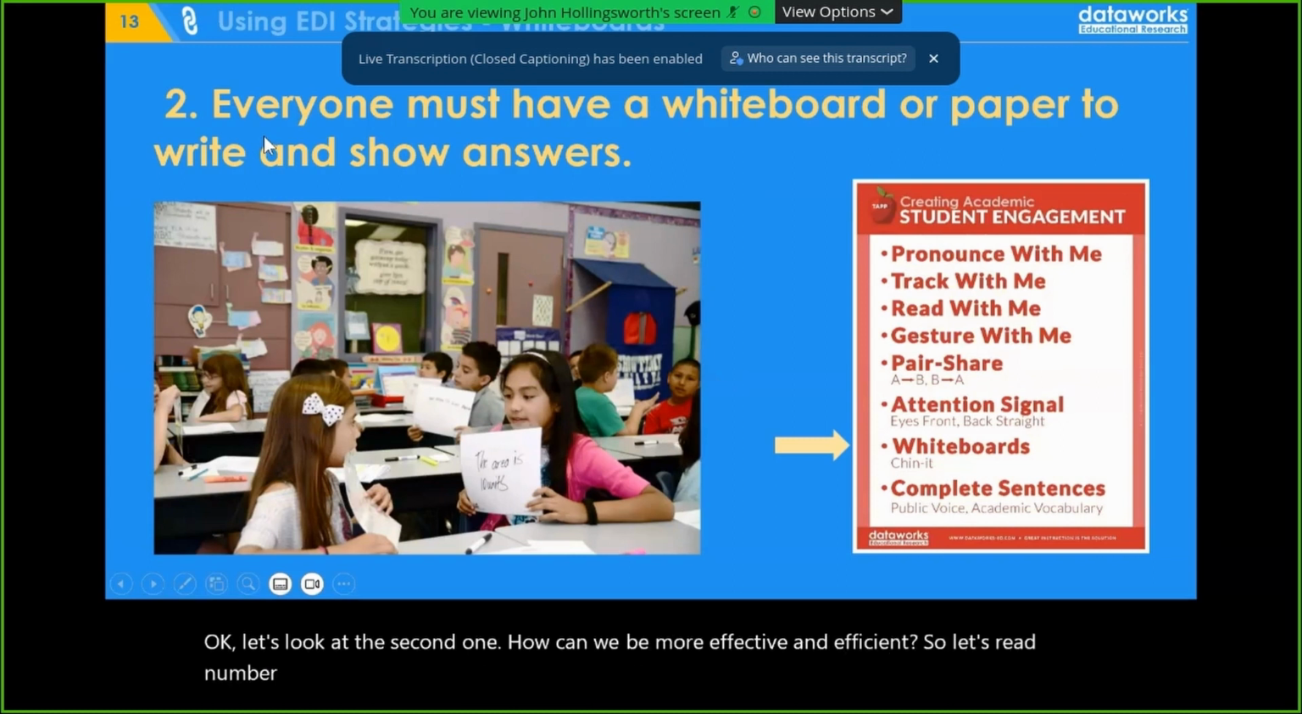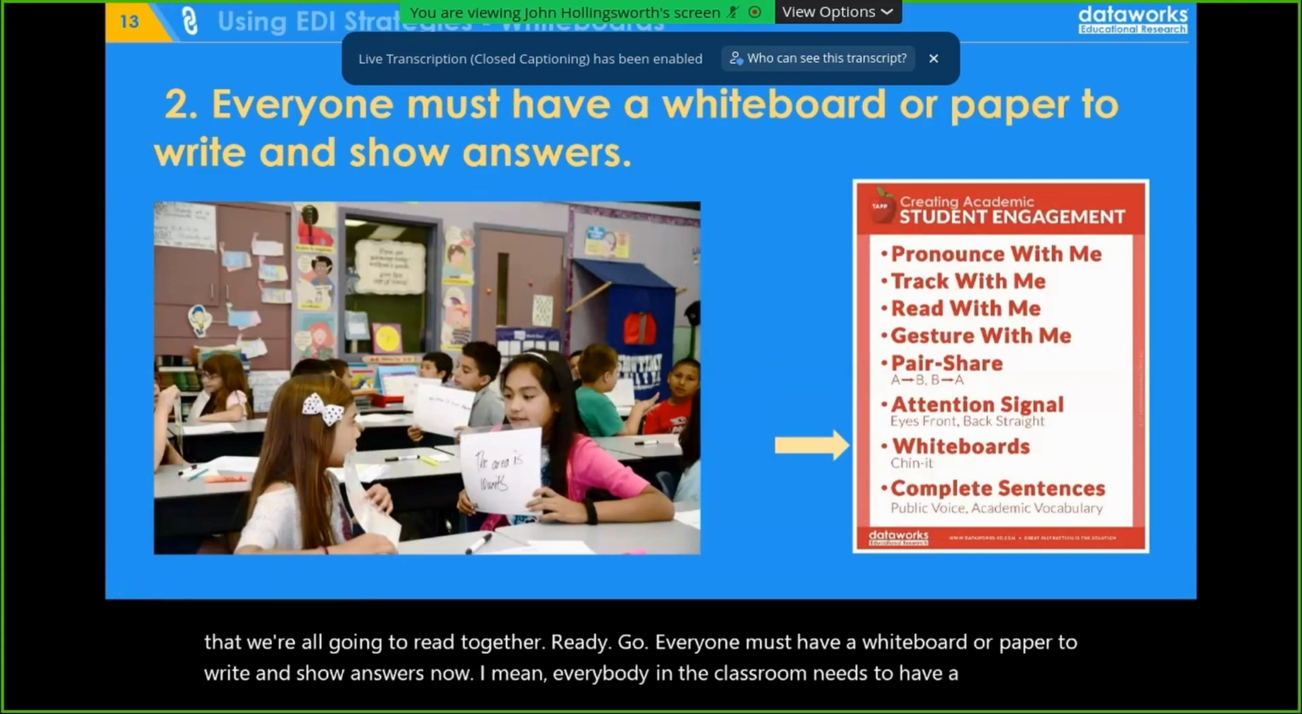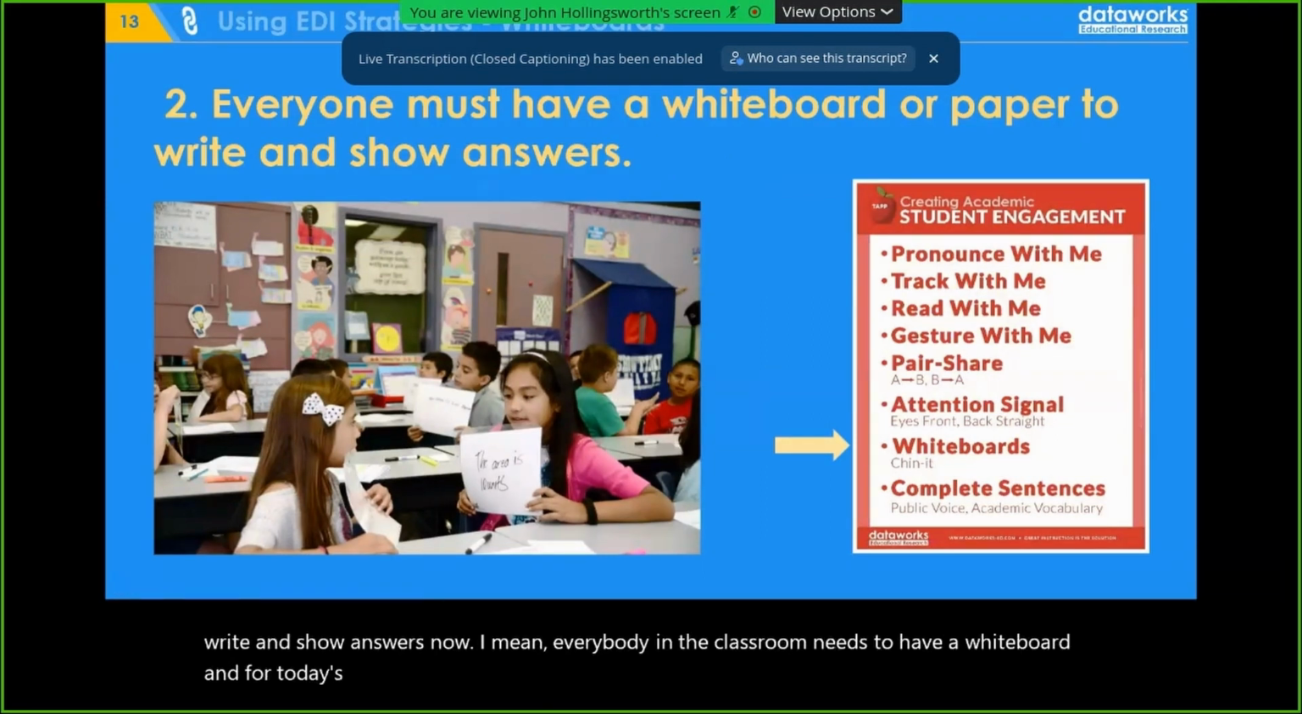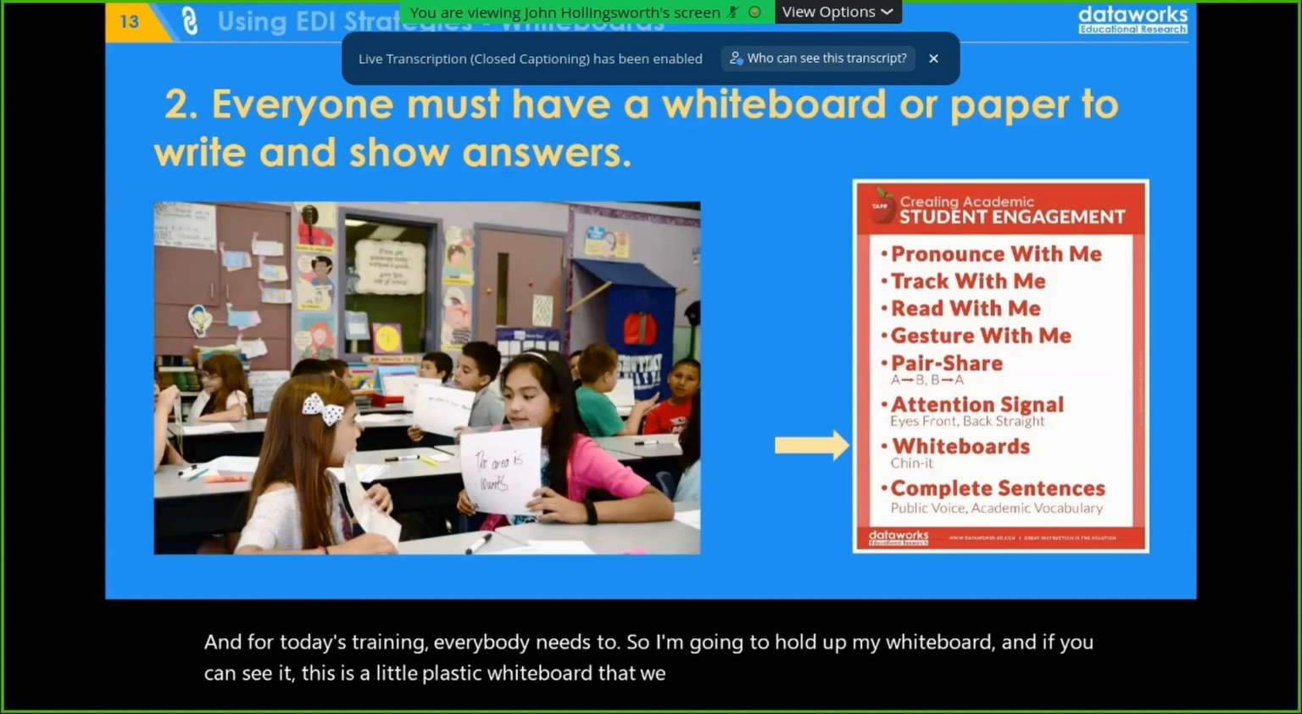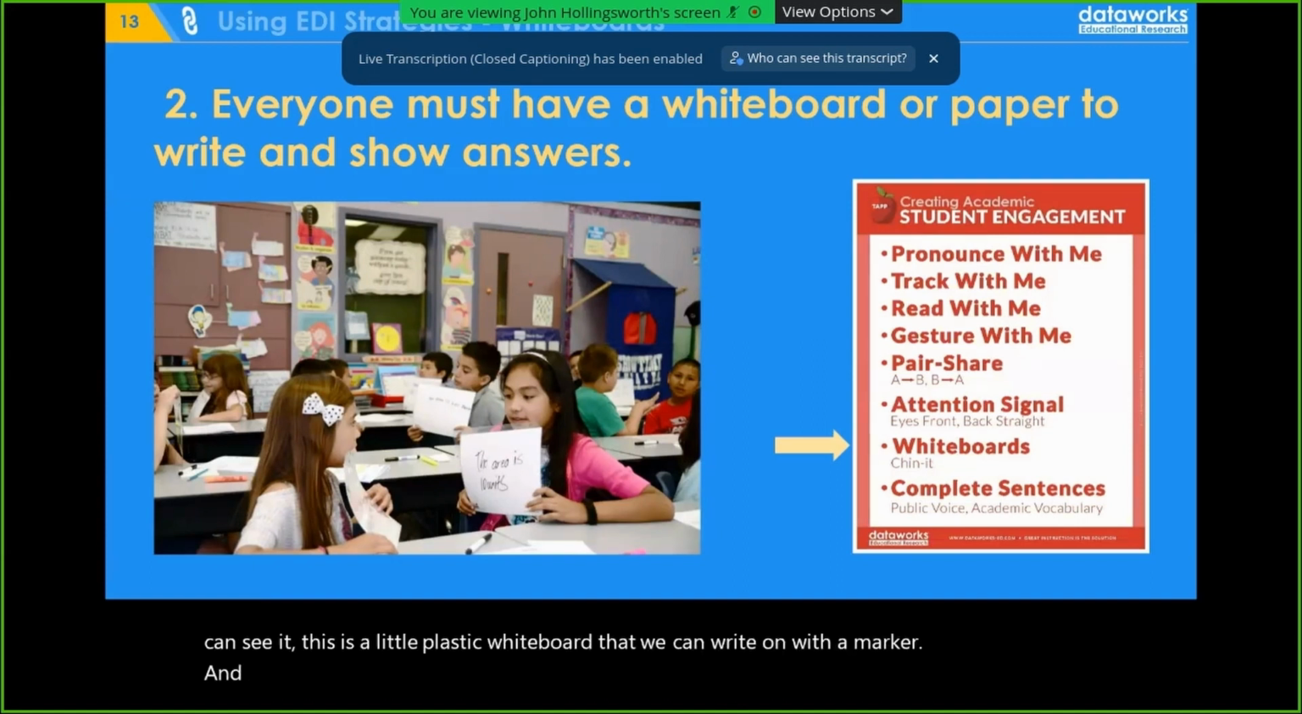Okay, let's look at the second one. How can we be more effective and efficient? So let's read number 2. Now we're all going to read together. Ready? Go. Everyone must have a whiteboard or paper to write and show answers. Now, I mean everybody in the classroom needs to have a whiteboard, and for today's training, everybody needs to. Now, I want all of you to have a piece of paper.